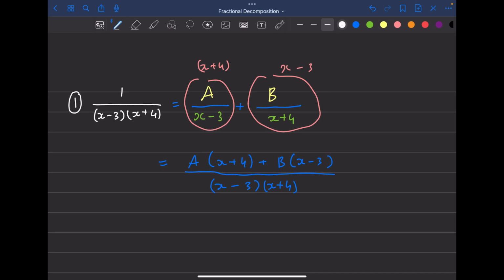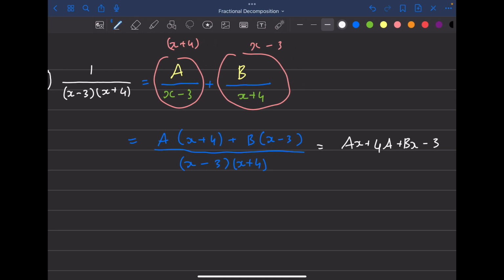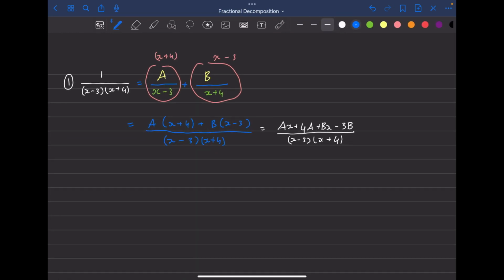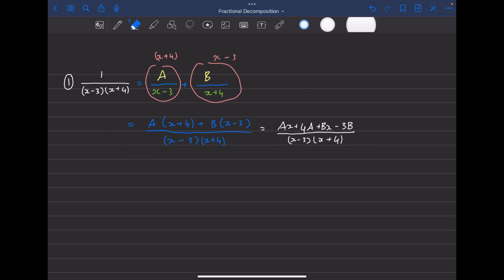So yeah, now let's expand this a tiny bit. You get ax plus 4a plus bx minus 3b all over (x minus 3)(x plus 4). So yeah, now we have this fraction. It is what we wanted. We have one fraction, and we're trying to replicate this. So we already replicated the denominator. We don't have to touch that anymore. Now we have to replicate the numerator.